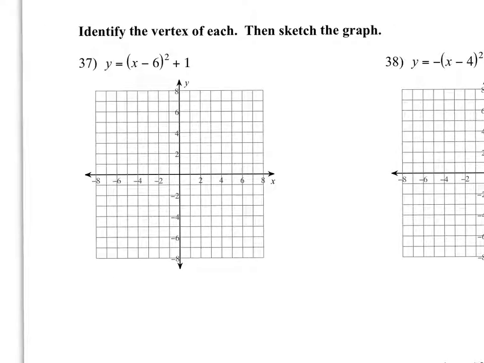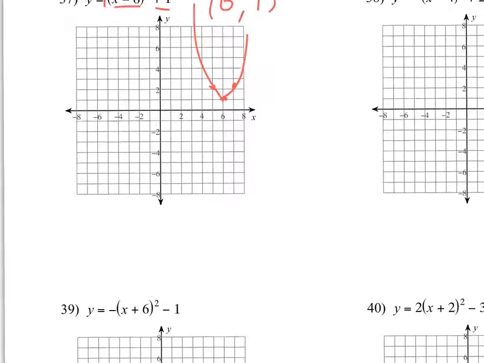All right. Find the vertex of each. That's going to be 6, comma, positive 1. I did the opposite for the inside, and then the natural value on the outside. So 6, comma, 1 is going to be here. Leading coefficient is 1, so I'm going to go up 1 on both sides. Sketch a graph. Bam.